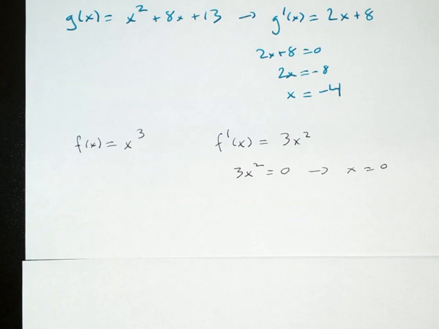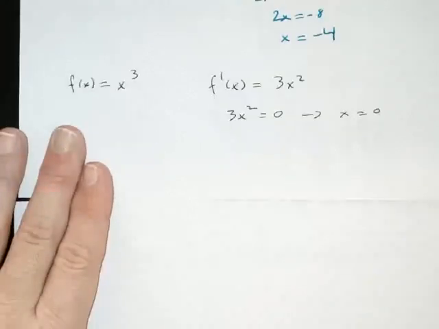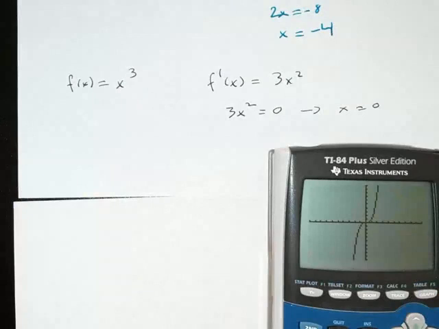Graph this function. We absolutely have a horizontal tangent line at 0. Do we have a local maximum at 0? Do we have a local minimum at 0?